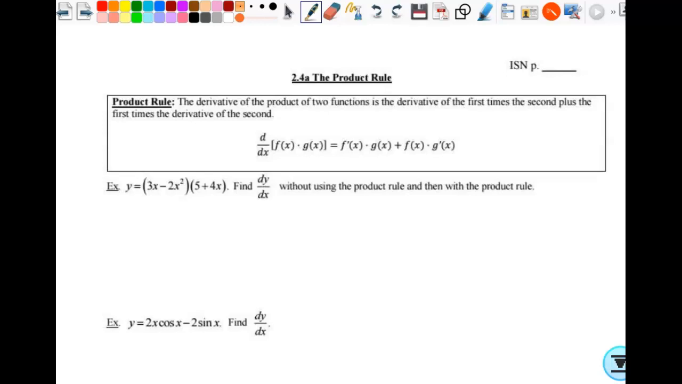For those at home, sorry. Apologize in advance. Okay, so product rule.